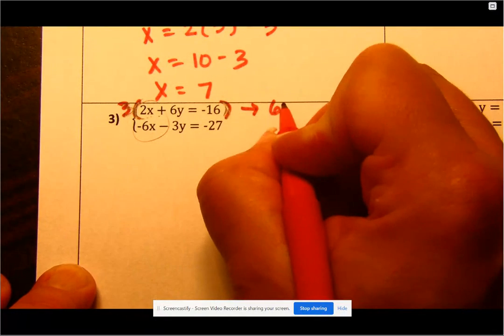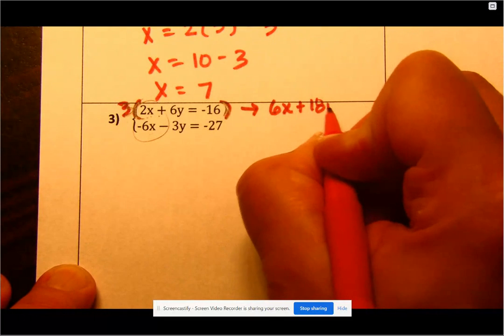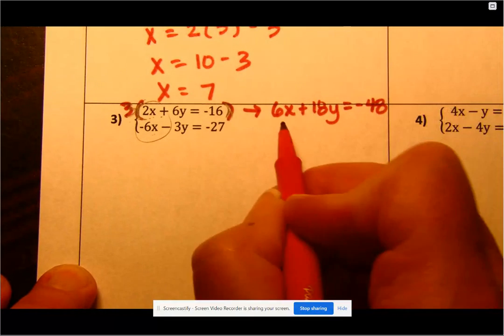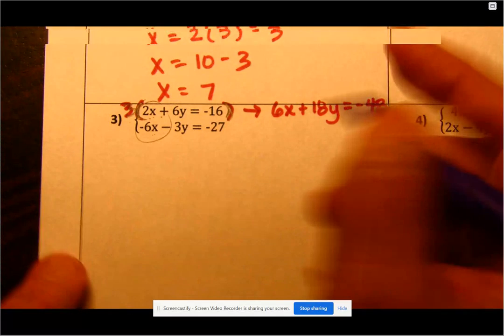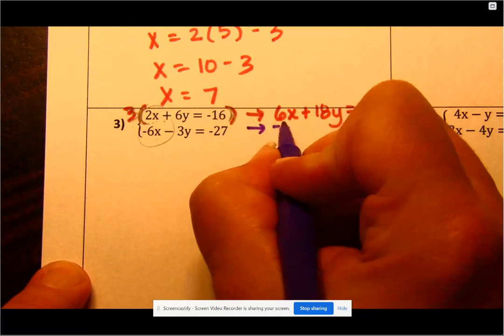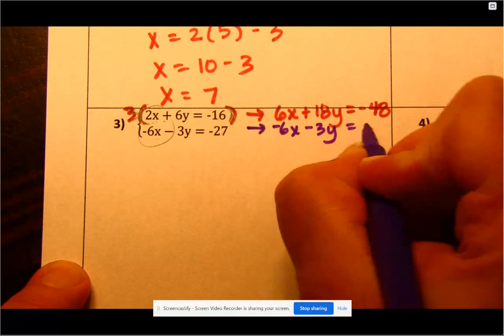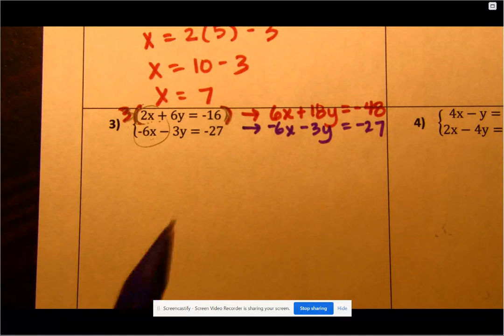So if I triple the whole equation, I have an equivalent equation. The bottom equation, I don't need to change at all. So I'm just going to copy it underneath so it's easier to line up and add. Okay, now I'm going to add it up.